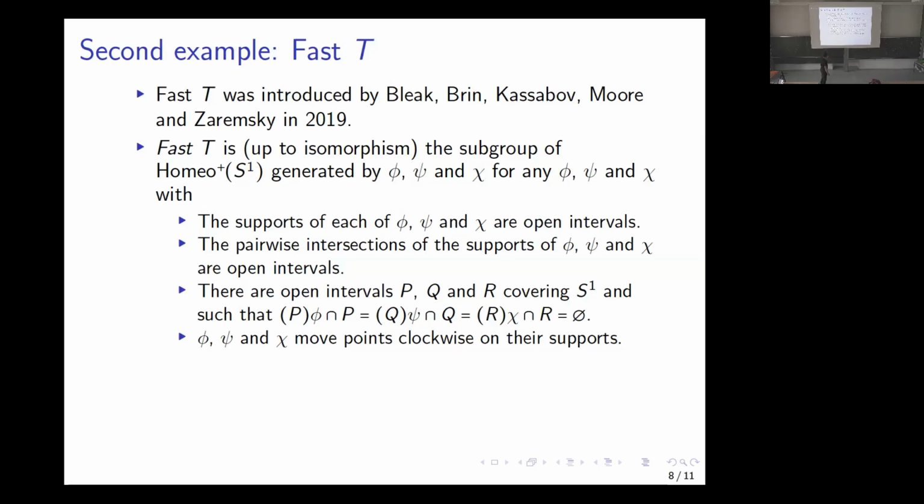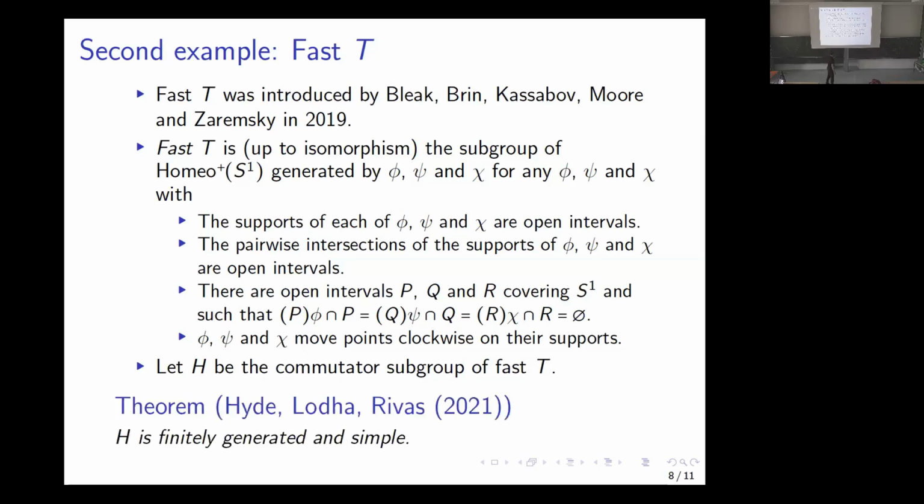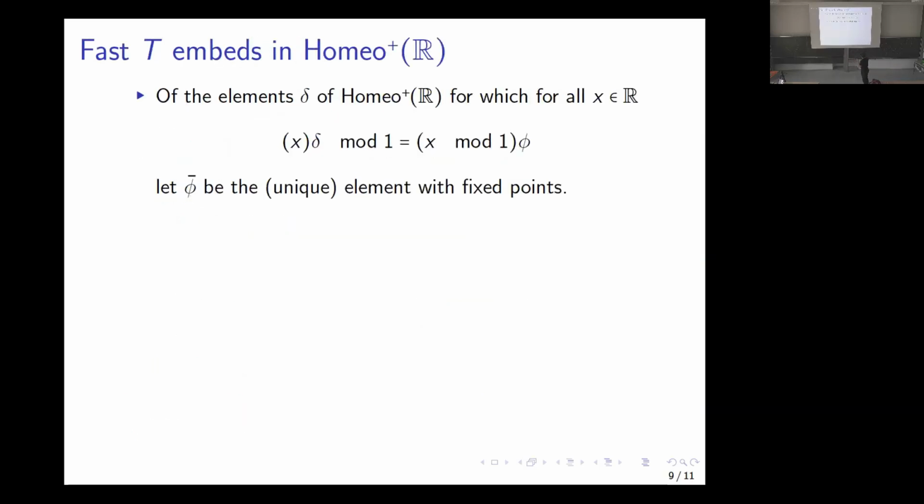But in action on the circle, the commutator subgroup of fast T, so this time it was with Rivas as well as Lodha, is finitely generated and simple. But you're saying, wait a minute, this is the circle, not the line. Why is that an example of a finitely generated simple right orderable group? Well, the reason is fast T embeds in Homeo R, and so its commutator subgroup does as well. And this is the fastness.